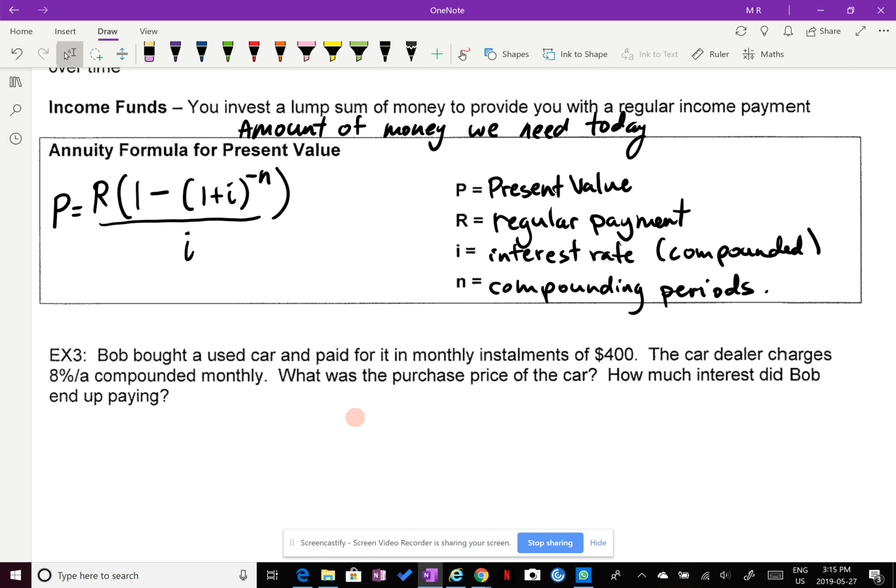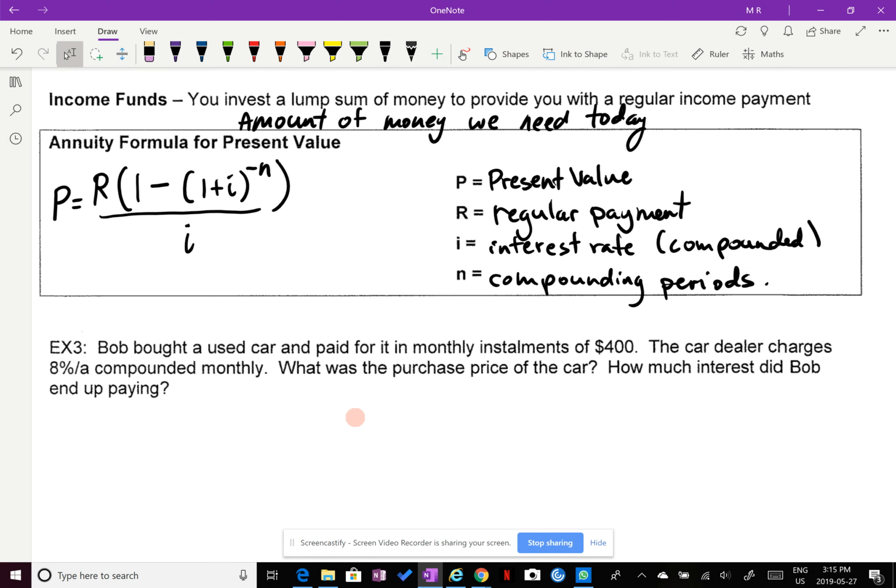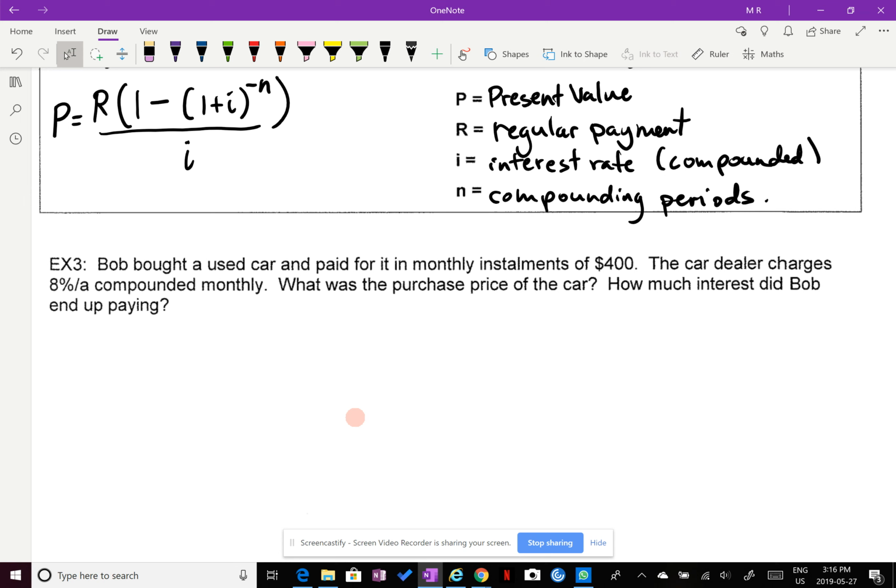So example 3, Bob bought a used car and paid for it in monthly installments of $400. The car dealer charges 8% compounded monthly. What was the purchase price of the car? How much interest did Bob end up paying? So we're not looking at a loan value 5 years from now or however many years from now. We're looking at the value of something today. What was the purchase price of the car? What was the price of the car he purchased the car at today, or the day he bought it? Okay, at the very beginning, in other words. Present value means the beginning.